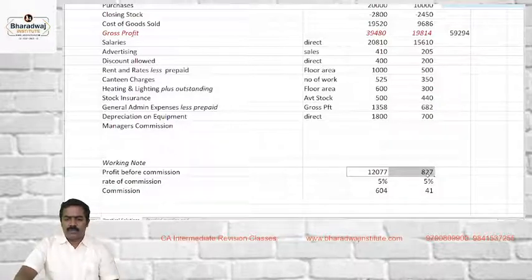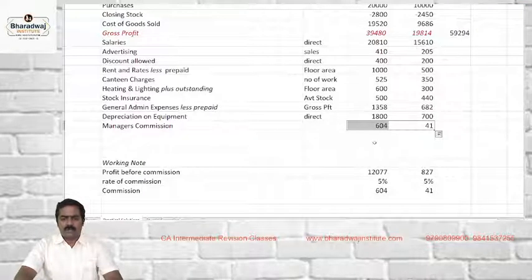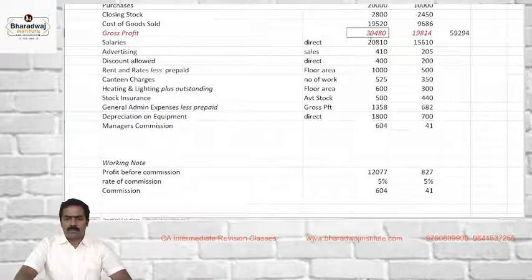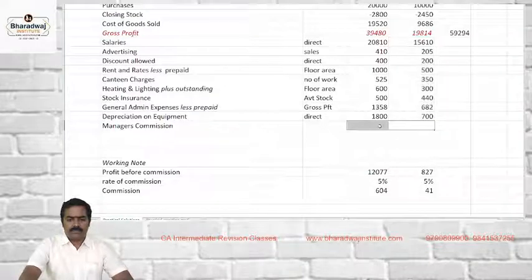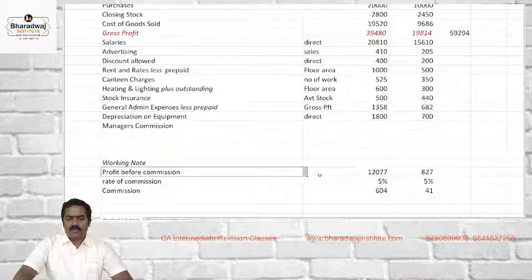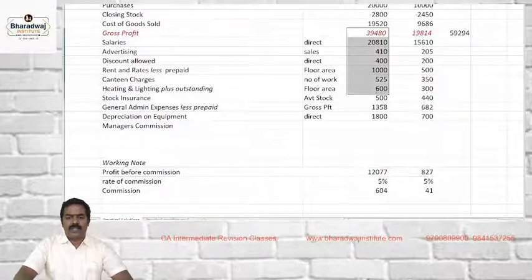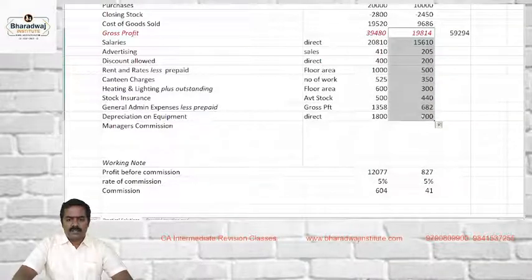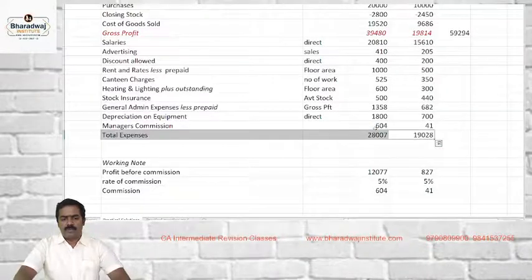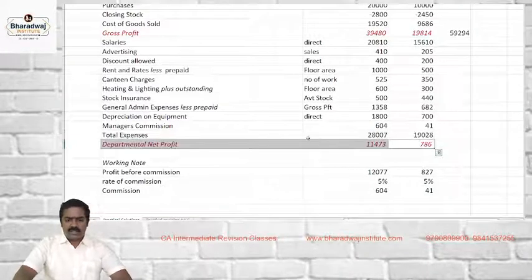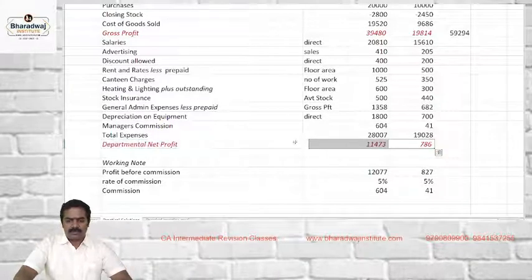So profit before commission into 5%, we get this commission. Include that commission also. Now reduce from gross profit. Eliminate all expenses including this commission. Here, profit before commission is gross profit minus all the expenses. That into 5%, we get the commission. Now eliminate commission also. You will get departmental net profit.